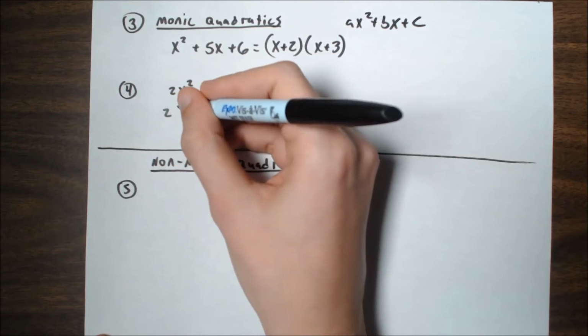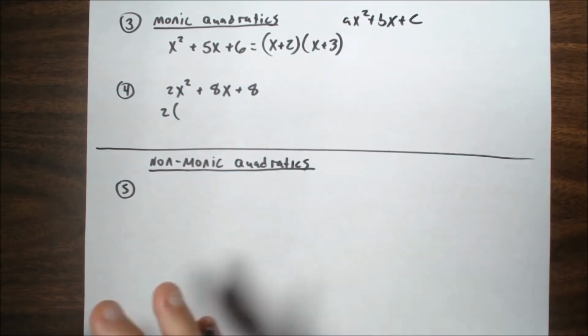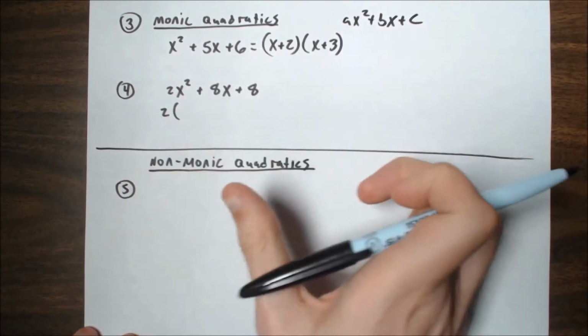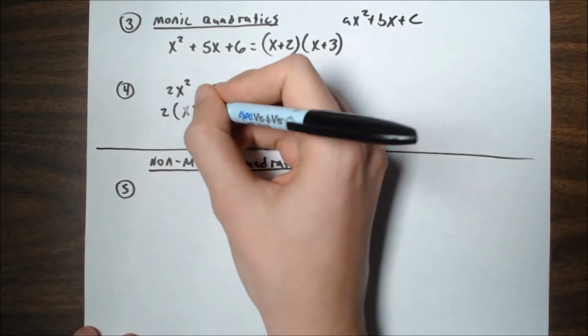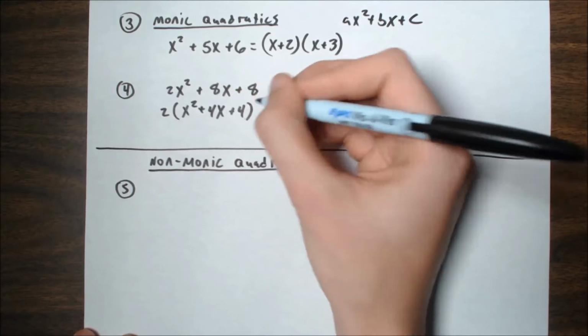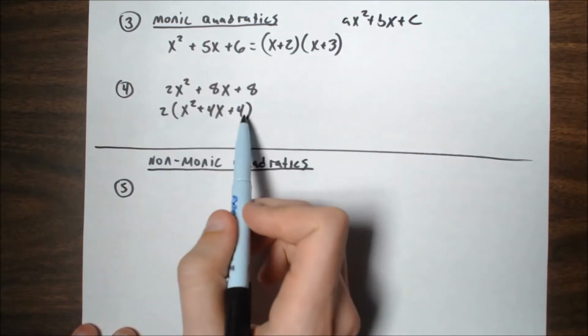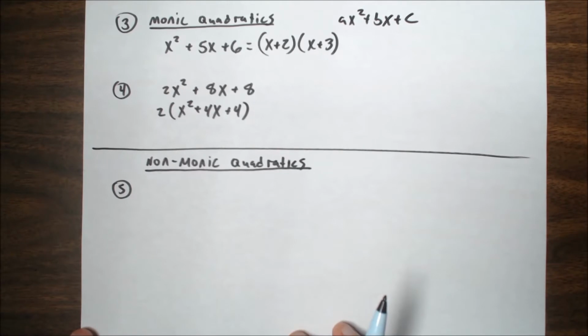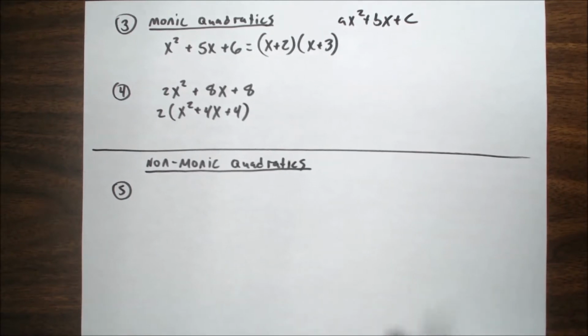So I'm going to factor out. I'm not really going to divide it out. I'm going to factor it out, meaning it's still there. I just pull it out to the side. And that's going to leave x squared plus 4x plus 4. Now remember, if I were to distribute that 2, I get right back to what I started with. So I haven't really changed anything. I'm just rewriting it by factoring that 2 out.